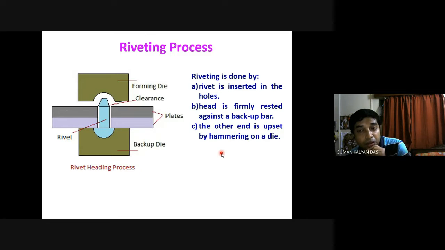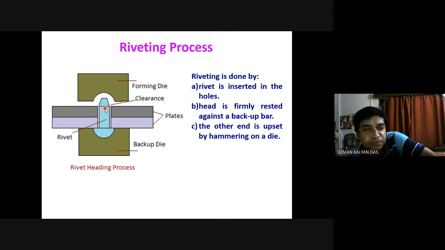However, the selection of rivet material depends on the material of the plate that is intended to be joined by that rivet. So suppose you are joining two aluminum plates, obviously you will not use a mild steel rivet for that, isn't it? So for that you will use an aluminum rivet. So that thing is also there.